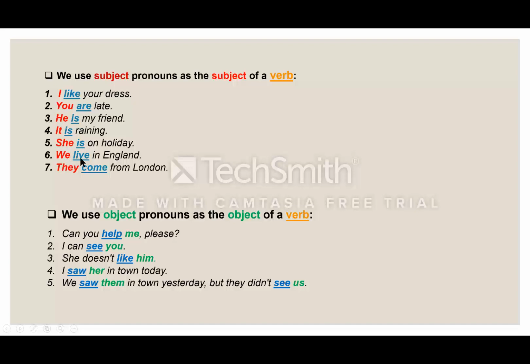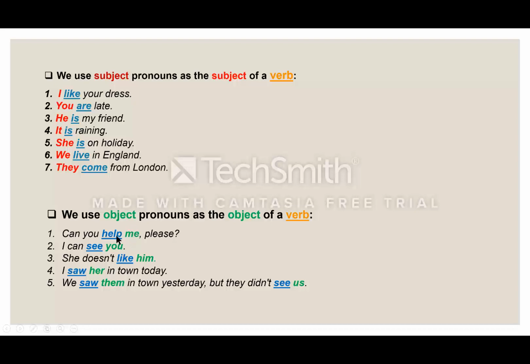We live in England. We is the subject. Why? Because it comes before the verb live. They come from London. They is the subject. Come is the verb. Now, let's go to the object, the green one. So, look at the examples here.